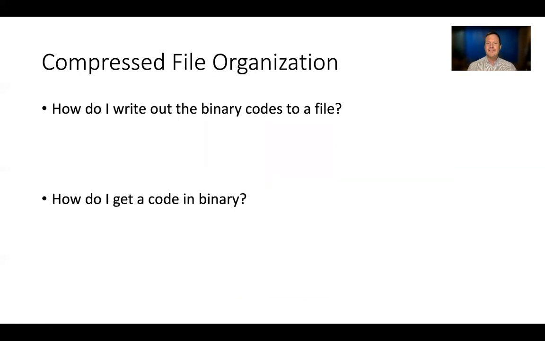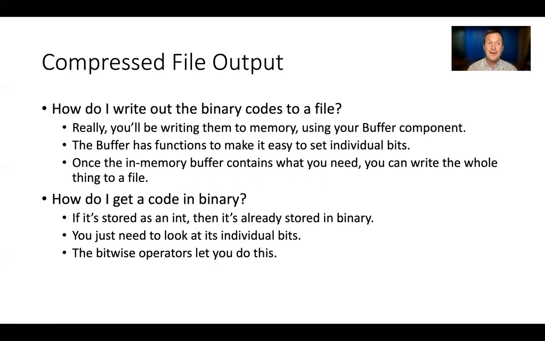There are a couple of questions that you might be thinking here, and that is, how do you write out binary codes to a file? And if you've got a number, like we said, the number 97, how do you get that number in binary so that you can write it out to a file? And for both of these, I've got hopefully a good answer. For writing out codes to a file, our plan for making that easy is the buffer component. The buffer lets you hold a bunch of bytes in memory and then write them out later. And that's our plan for what we're going to do with the code.